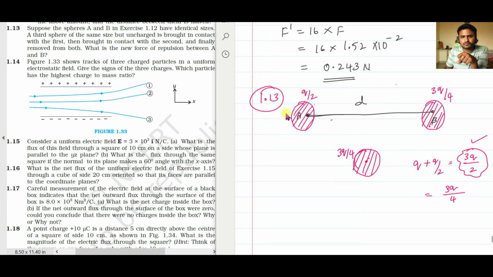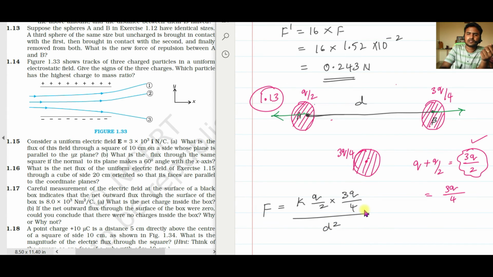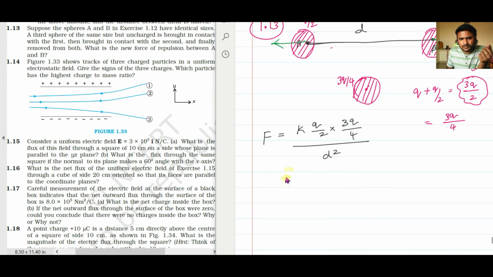They will repel each other because both of them carry like charges. They may not be equal in magnitude, but both are positive, so they will repel. Now you need to find that new force. The new force is going to be k into q by 2 into 3q by 4, whole divided by d square. Can I write this as 3 divided by 4 into 2, which is 8, into kq square divided by d square? I just multiplied 4 into 2, took 3 divided by 8 out, and the remaining thing is k into q square divided by d square.